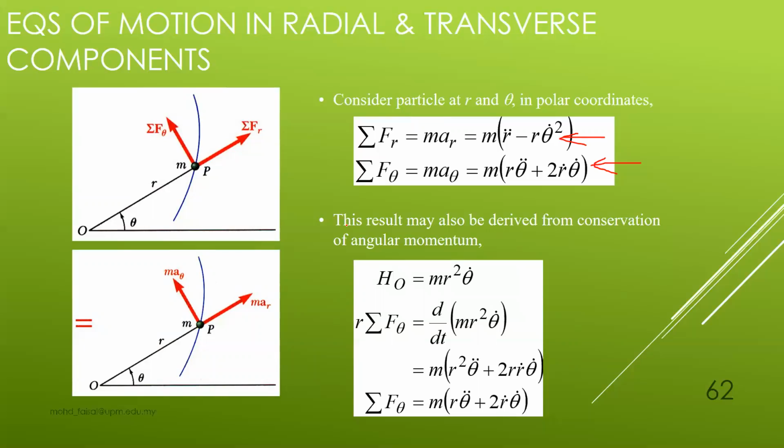Okay, this result may also be derived from conservation of angular momentum, where the angular momentum we denote as Ho. The momentum with respect to point O is equal to m r squared times theta dot. Then you can further expand this part. Finally you can see that summation of F theta is equal to m, r theta double dot plus 2 r dot theta dot.